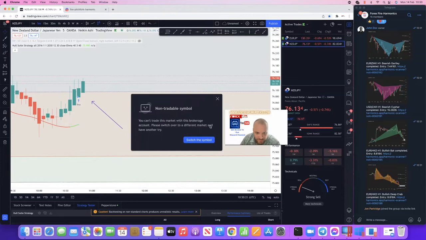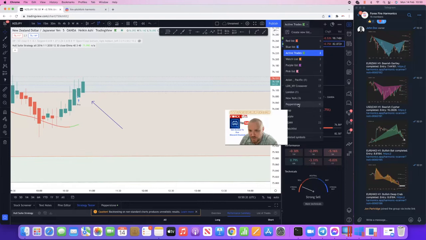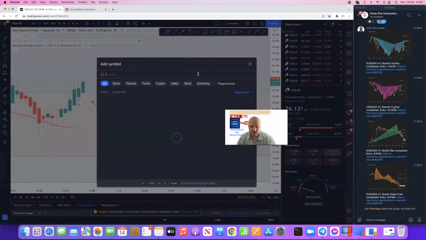I need to go into my, I'm not set up. In fact, I can't set up a buy because I haven't put this on my Pepperstone. So we're just going to go into Pepperstone. I need to go into Pepperstone and it's the NZDJPY. NZDJPY, let's take a look. We'll set this up. NZDJPY, Pepperstone. Okay, let's put in.